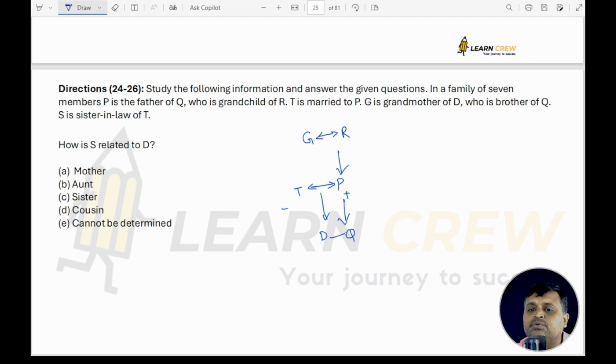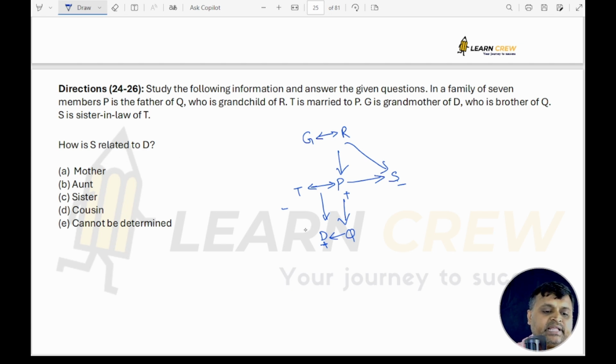Who is the brother of Q? So D is the brother of Q. S is the sister-in-law of T, which means P's sister is S. So this is the generation. G and R are a married couple. Their son is P and daughter is S. T and P are a married couple. Their children are D and Q. Here Q's gender is not given.